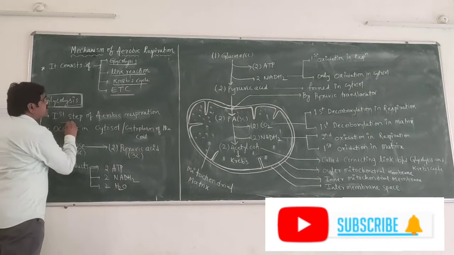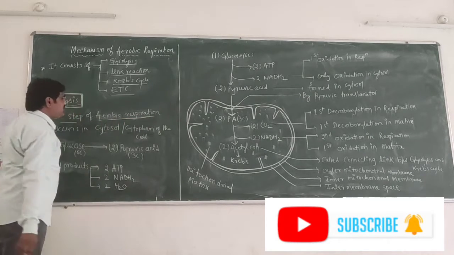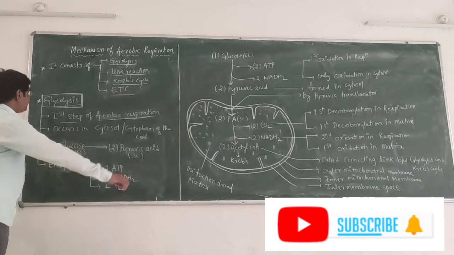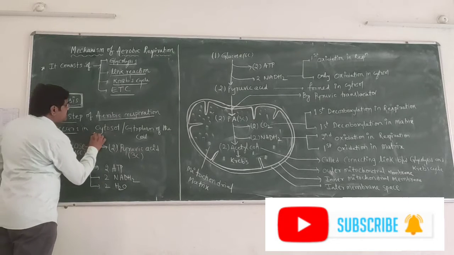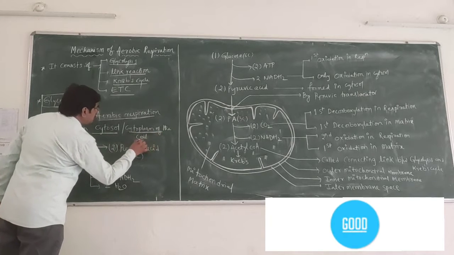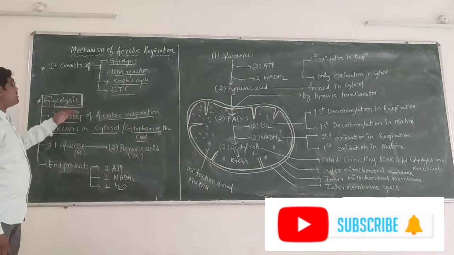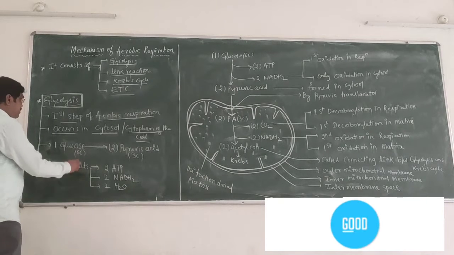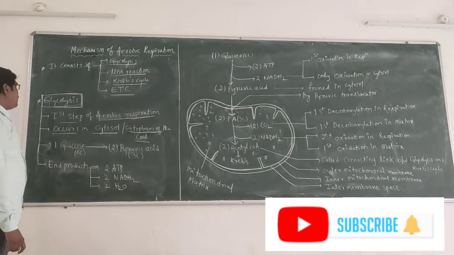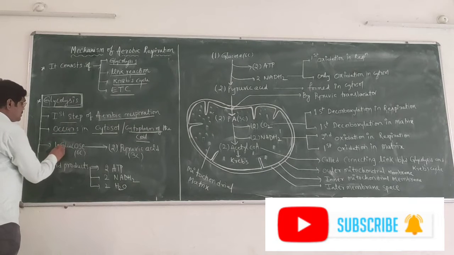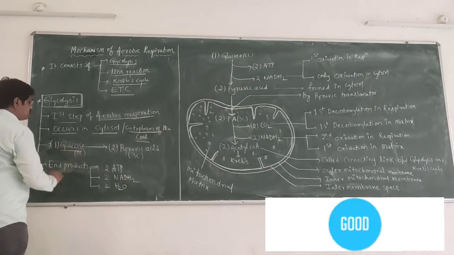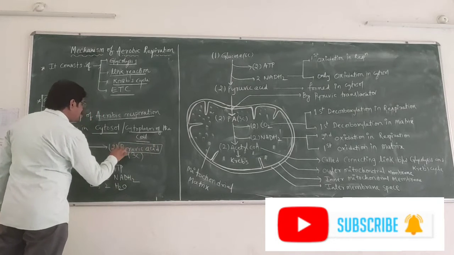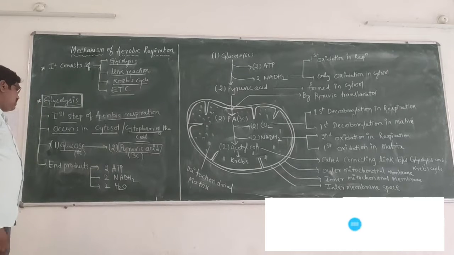Glycolysis is the first step of aerobic respiration. It occurs in the cytosol or cytoplasm of the living cells. What is the main process of glycolysis? In glycolysis, one molecule of glucose is converted into two molecules of pyruvic acid.